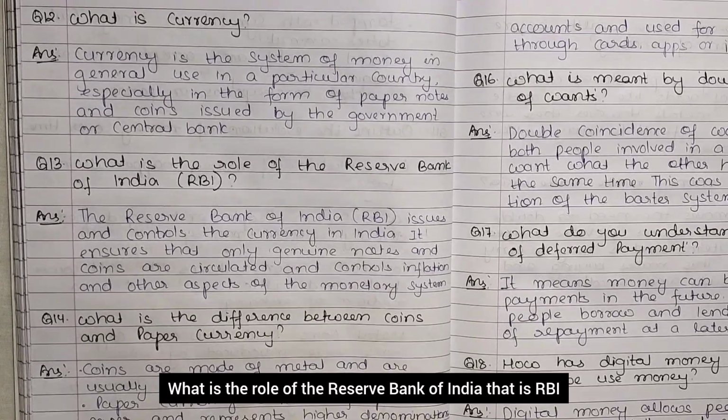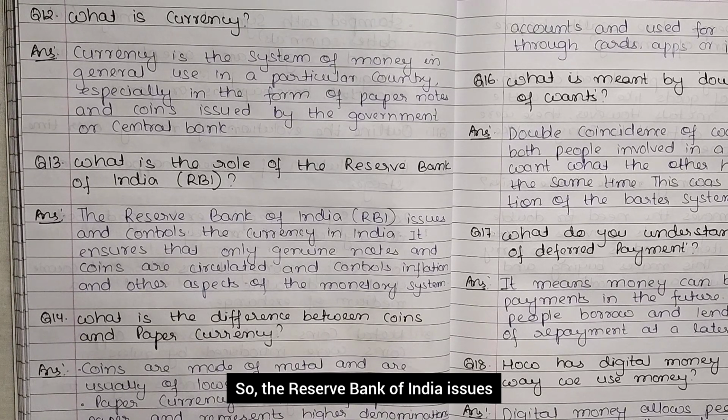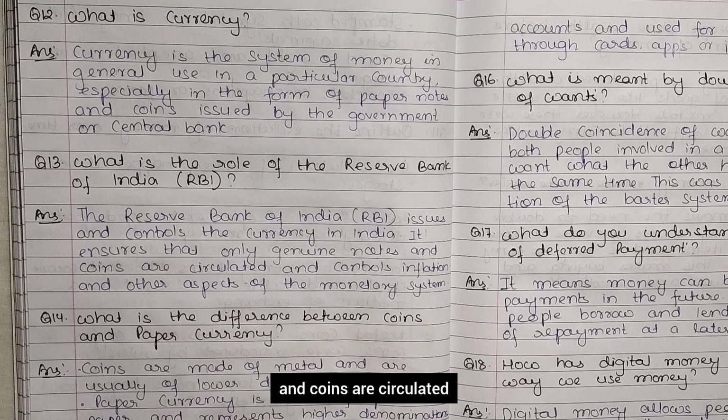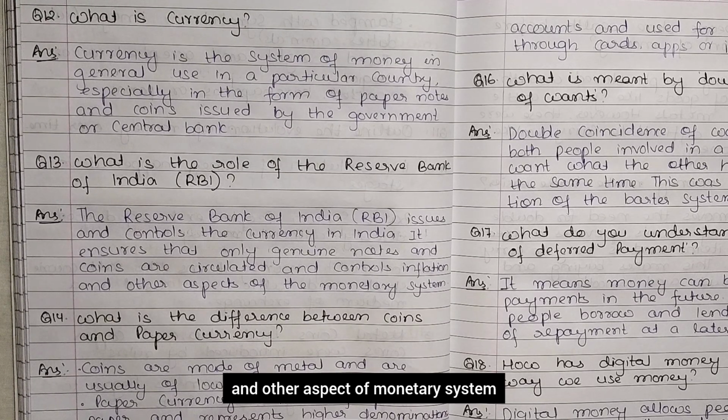Next, what is the role of the Reserve Bank of India, that is RBI? So the Reserve Bank of India issues and controls the currencies in India. It ensures that only genuine notes and coins are circulated and controls inflation and other aspects of monetary system.